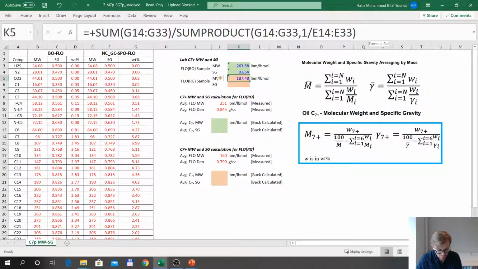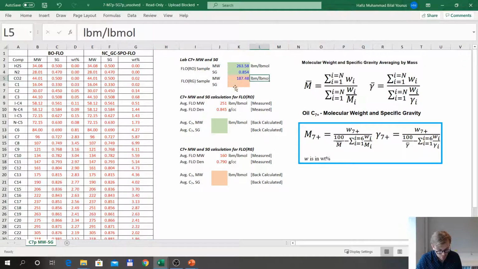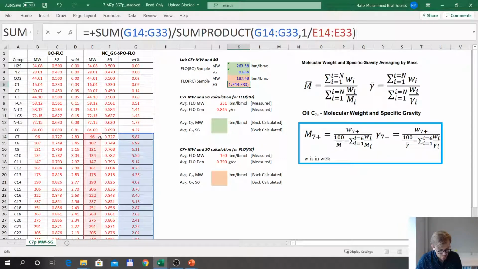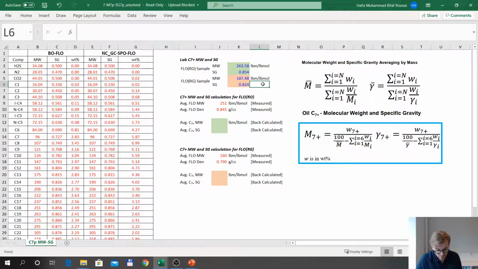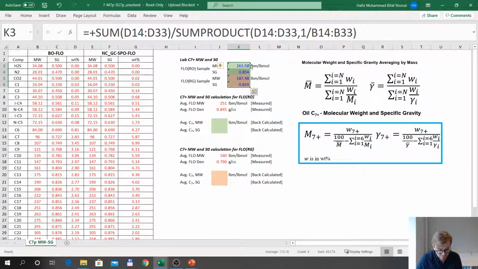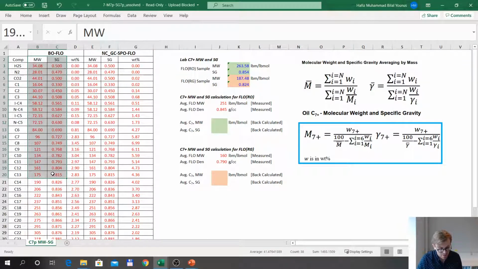And again, when we've done this for molecular weight, we can do the same for specific gravities and just change the column to specific gravities. And now we have the C7 plus molecular weight and specific gravities calculated with these, versus the molecular weight and specific gravities here and here that are provided by the laboratory, which for C7 plus components are in general arbitrary values, or they're not necessarily representative for the reservoir or for the system that you work with.